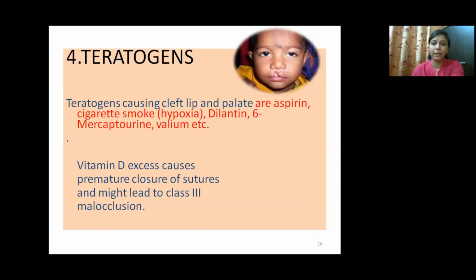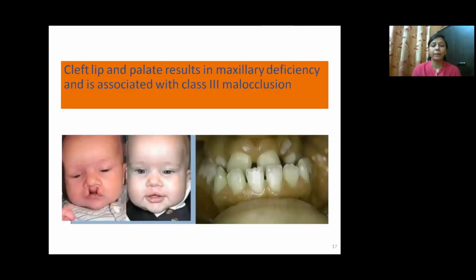Teratogens causing cleft lip and palate are aspirin, cigarette smoke, Dilantin, 6-mercaptopurine, Valium, etc. They may cause a class 3 relation because, as in the cleft, there is maxillary hypoplasia or midface deficiency. So the mandible, although normal, will lead to a class 3 type of malocclusion. Vitamin D excess also causes premature closure of sutures, which may lead to class 3 malocclusion. As I said, cleft lip and palate results in maxillary deficiency and is associated with class 3 malocclusion.